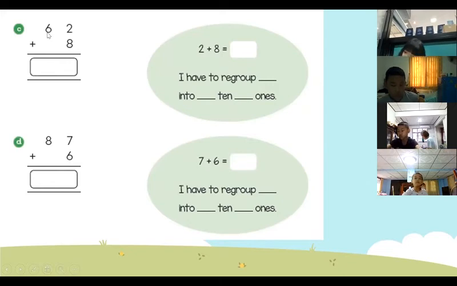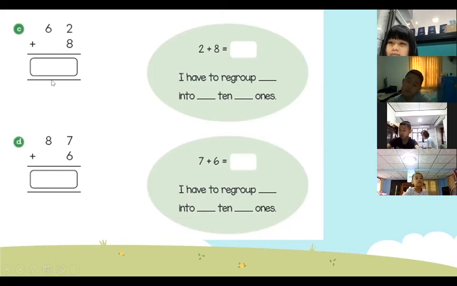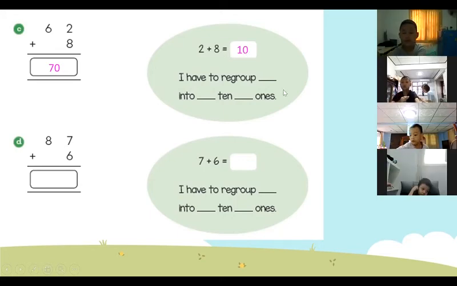Okay, so first one, C. 62 + 8. What is the answer? 70. Very good. So, 2 + 8 = 10. Very good. So we need to regroup 10 into tens and ones. So we have 1 ten and 0 ones. So we put our 0 under the ones, carried over the 1 on top of the 6, and 1 + 6 is 7. Our answer is 70.